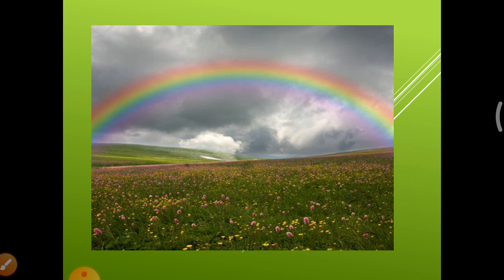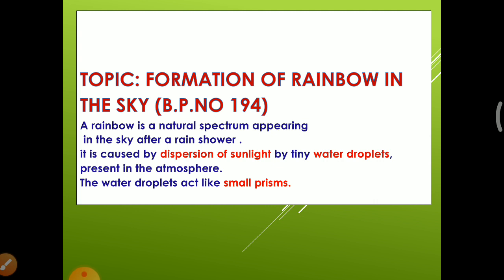The next, look at this diagram. Have you seen the rainbow in the sky? How is this rainbow formed? Formation of rainbow in the sky. Refer to your book page number 194. A rainbow is a natural spectrum appearing in the sky after a rain shower. Spectrum, you know that the band of 7 colors is called a spectrum. So the spectrum appearing in the sky is a rainbow. It is a natural spectrum appearing in the sky after a rain shower.